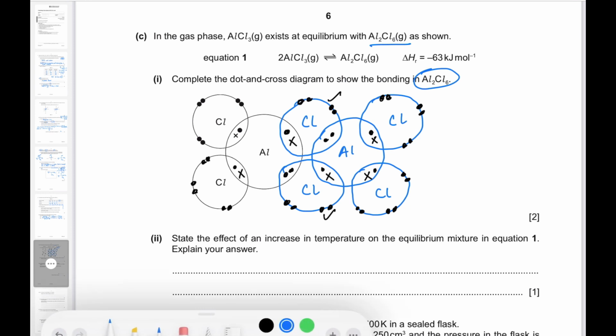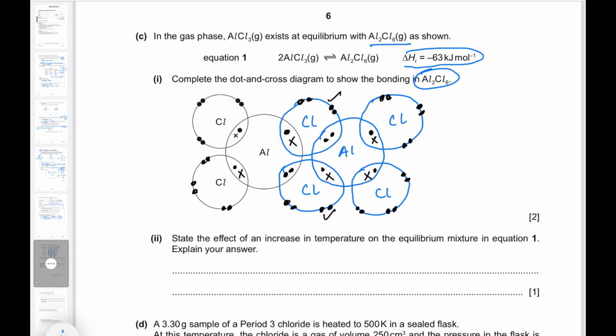Part 2, state the effect of an increase in temperature on the equilibrium mixture in equation 1. Explain your answer. So the forward reaction is exothermic, which means the backward reaction is endothermic, and so that is going to be favored by an increase in temperature. As the backward reaction is favored, equilibrium will shift to the left hand side.